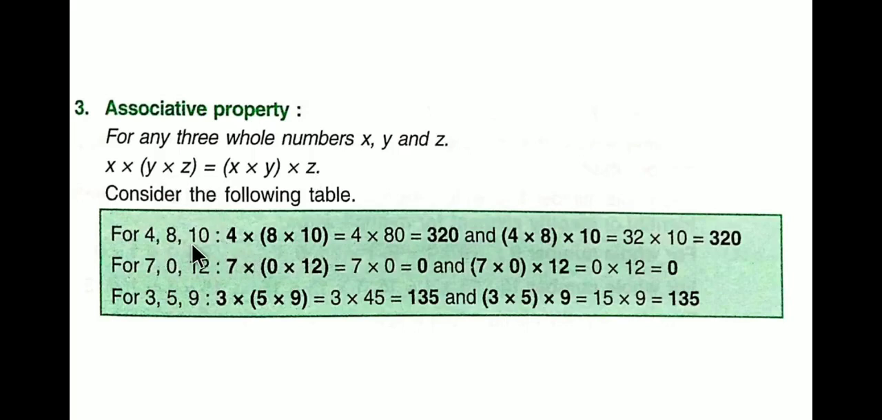So over here 4, 8 and 10 are taken. So 8 and 10 are multiplied first, the result is 80, and you multiply it with 4, then the result is 320. Now in the second case, you multiply 4 and 8 first, the result is 32, and you multiply it with 10, 32 times 10 is again 320. So in both cases, the result is the same. Then we say that it's associative property. So for whole numbers multiplication, associative property is always fulfilled.